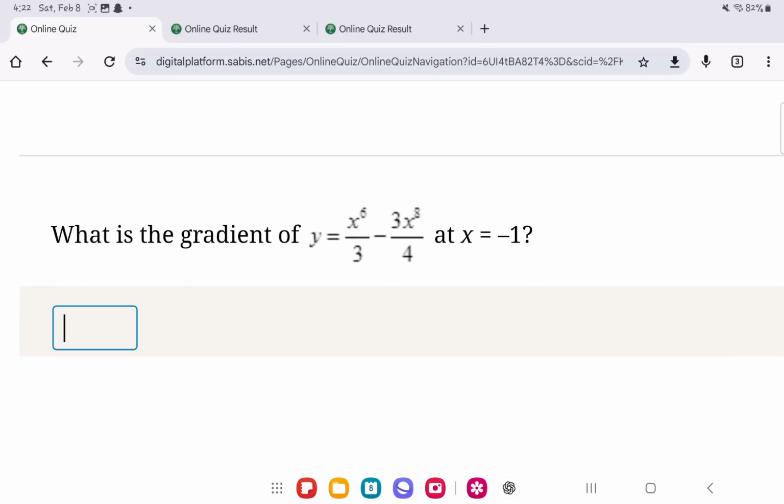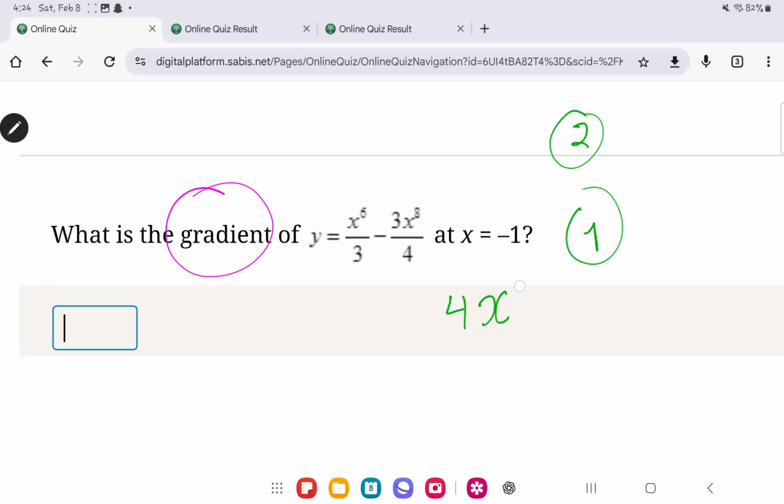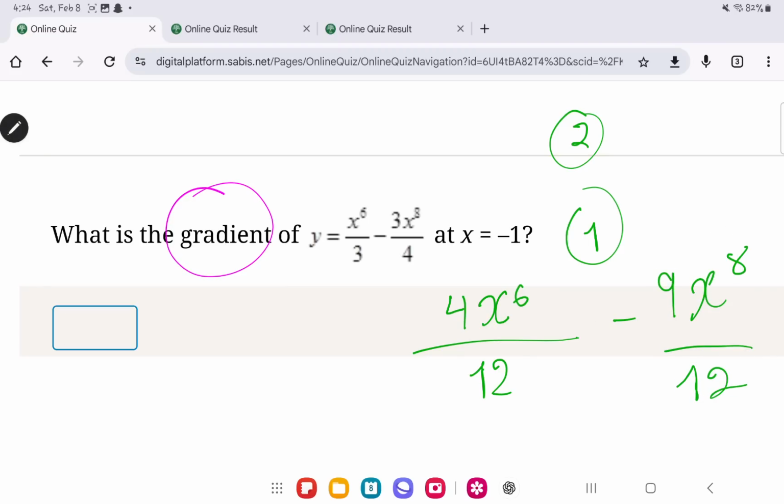Again, same thing over here. You need to solve everything before finding the gradient. But here, as you can see, they're already in their simplest form. There's nothing we can do unless we make a common denominator. Okay, so there's actually two ways to solve this. I'm just going to start with the first way, which is the longer way, which is to make the common denominator. So you're going to get 4x to the power of 6 over 12 minus 9x to the power of 8 over 12.